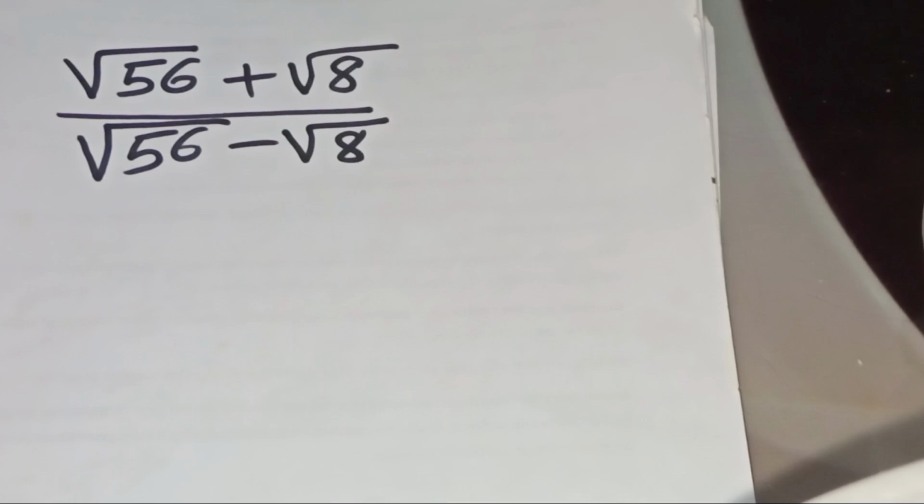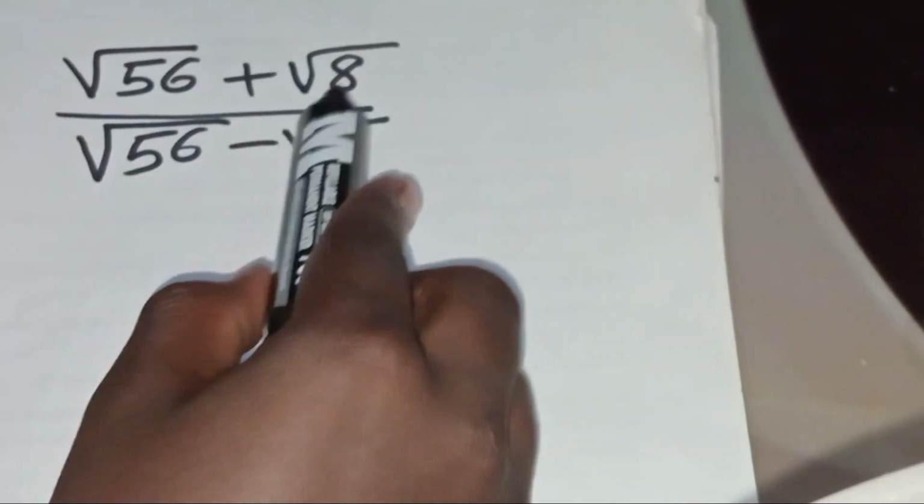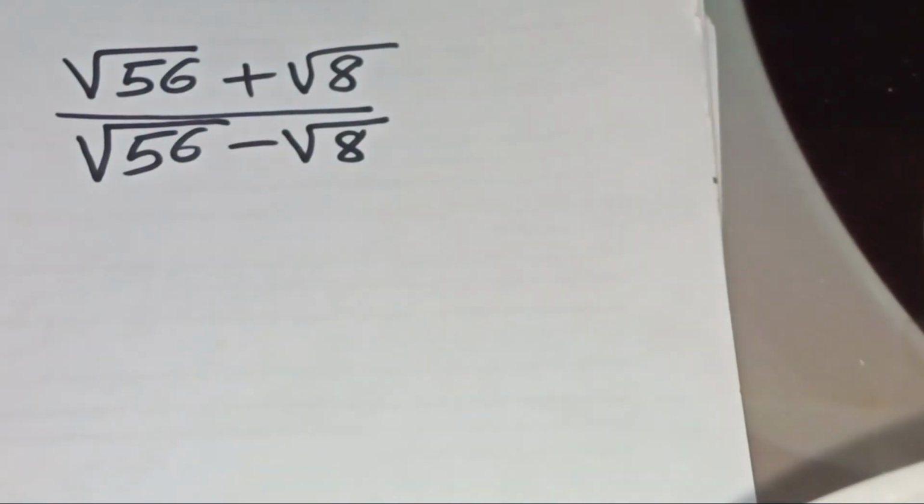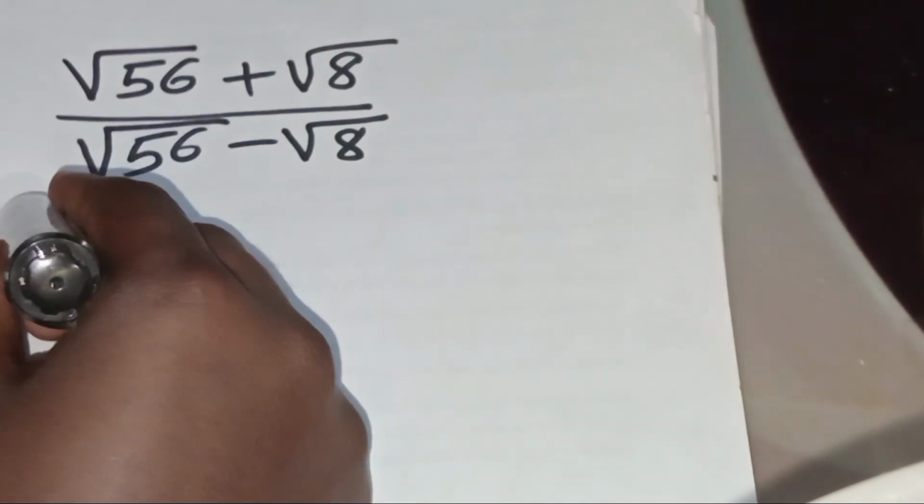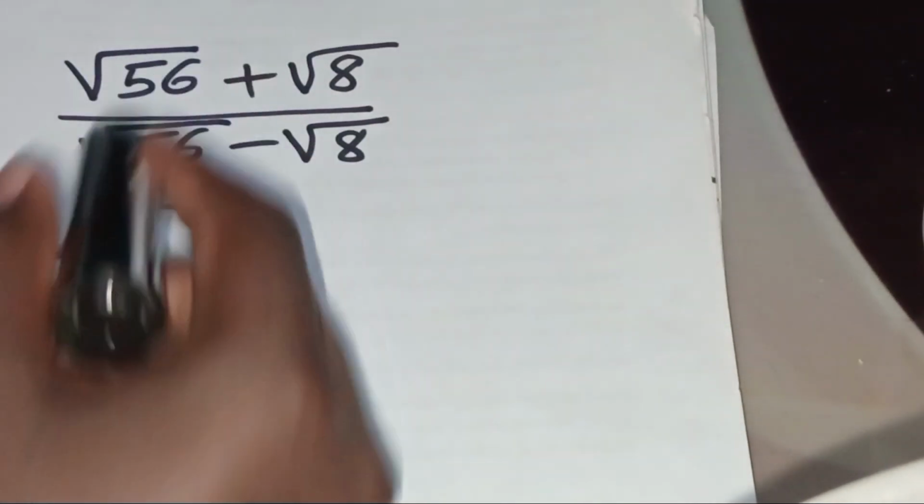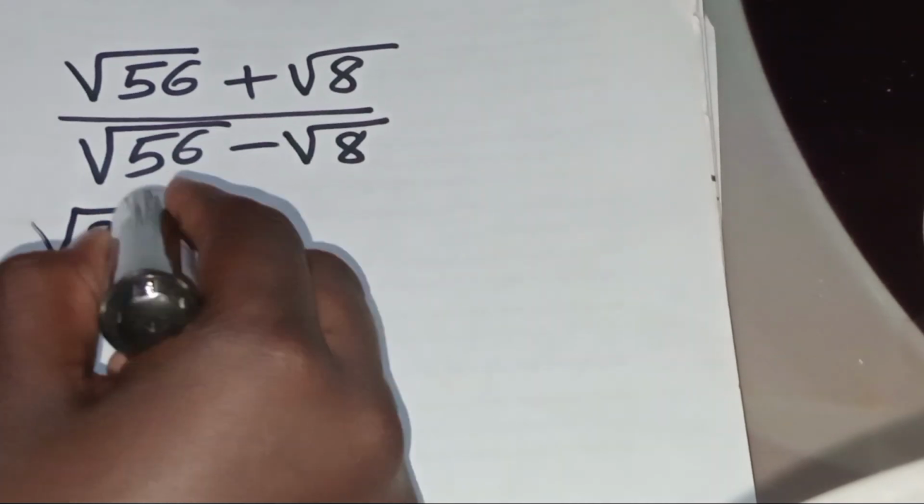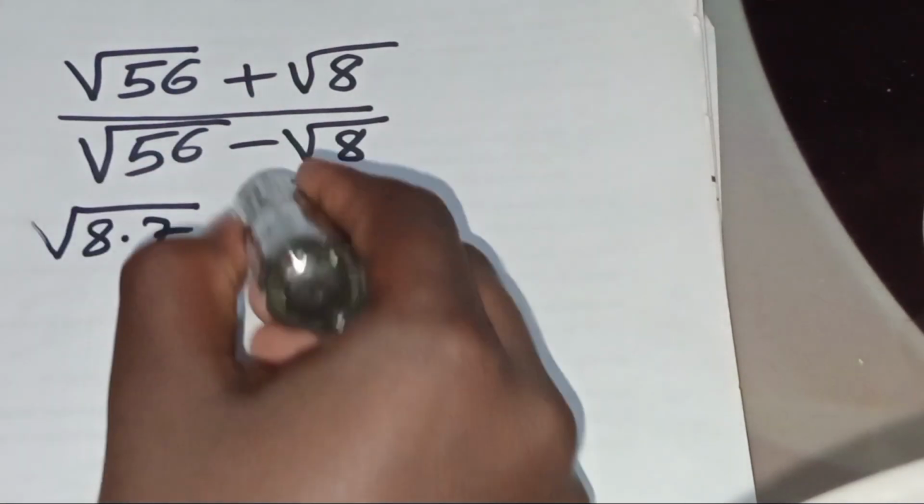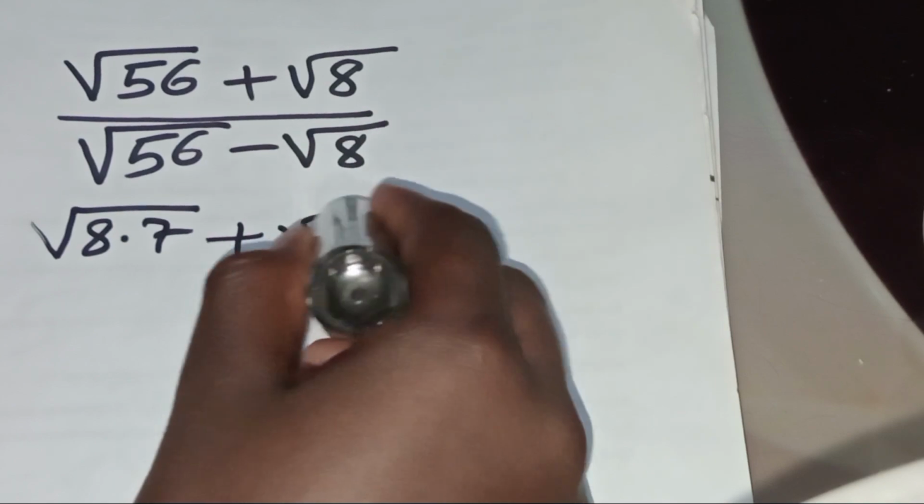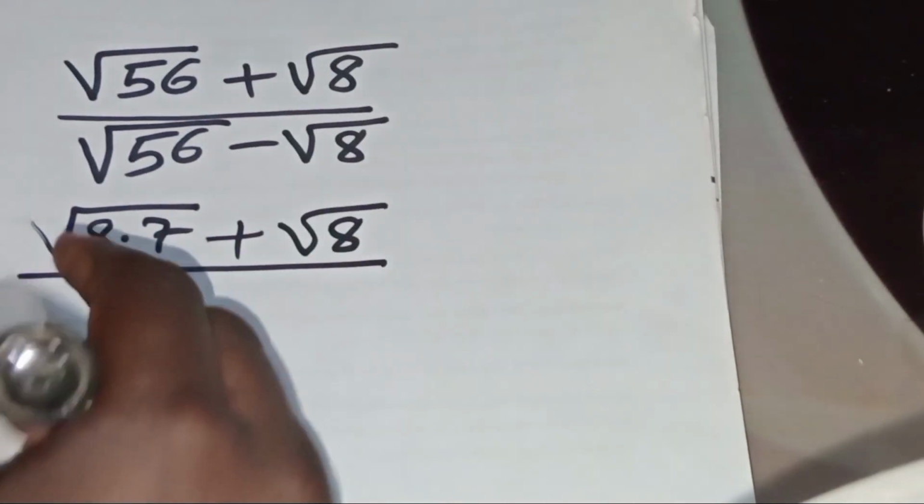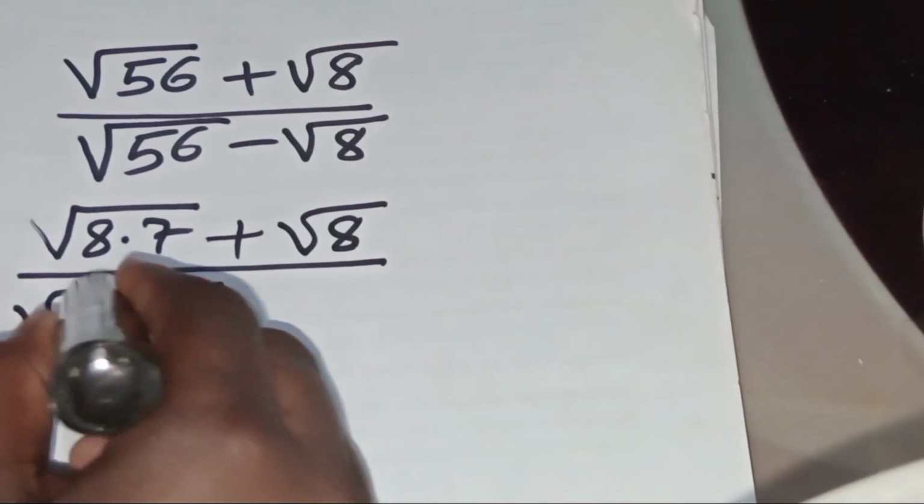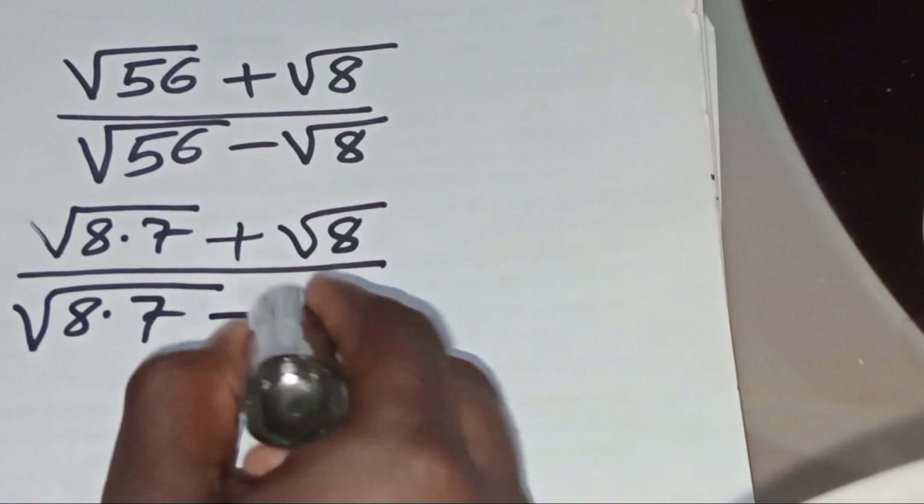Hello everyone, let's present a solution given this nice square root problem, which is the square root of 56 plus the square root of 8, divided by the square root of 56 subtract the square root of 8. Now, the first thing here, we can write this square root of 56 as 8 multiplied by 7, plus the square root of 8 divided by the square root of 8 multiplied by 7 subtract the square root of 8.